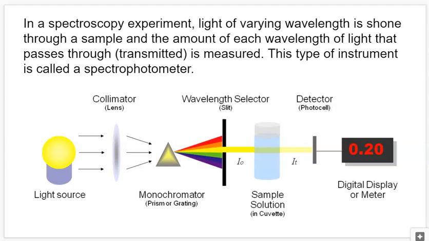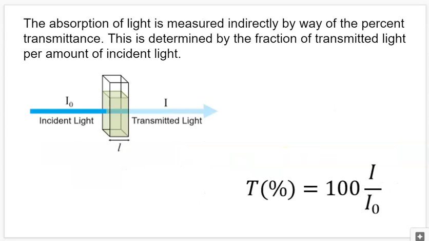I talked in the last one about spectroscopy and how a spectrophotometer is used to shine light through a sample in order to learn about its physical properties by way of how it absorbs or transmits light. In this setup, if you recall, we have a light source that is a combination of a bunch of different wavelengths that is shone through a monochromator, which is kind of like a prism that separates out all of the wavelengths into their individual parts. Those are shone through the sample one at a time, and then they hit a detector and give us a reading. The absorption of light is measured indirectly by way of the percent transmittance.